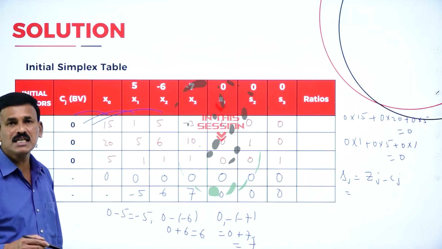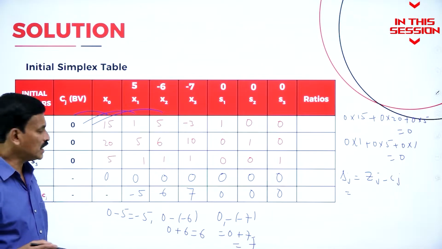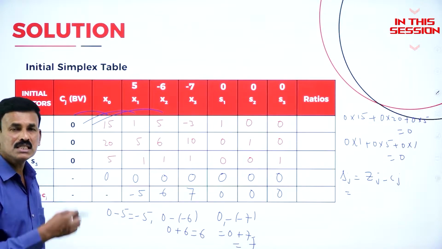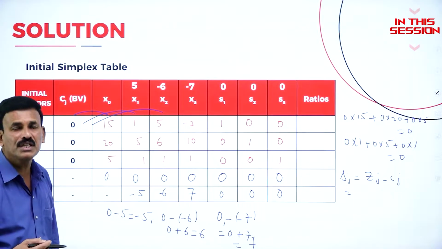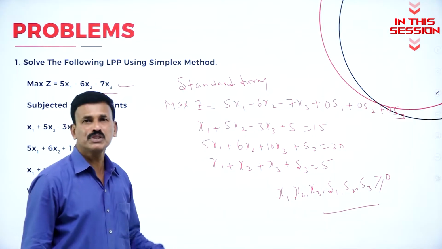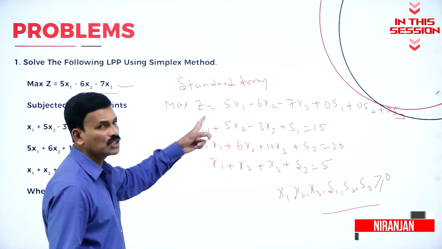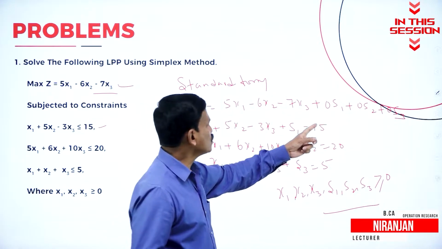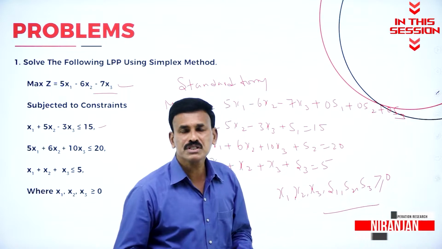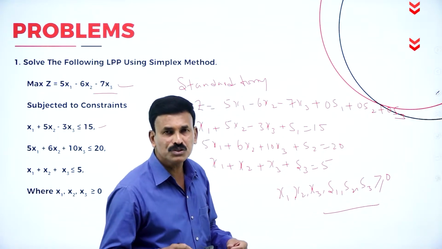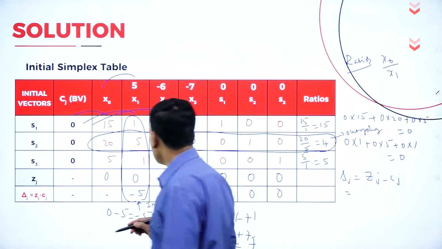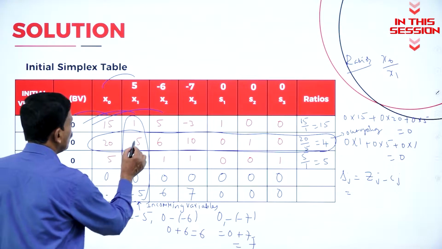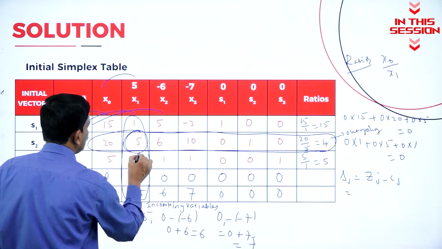Identify the least negative value. So the least negative value here is -5. Therefore this is called our incoming variable, incoming row. The objective function is found to be max z is equal to 5x1 minus 6x2 minus 7x3 plus 0s1 plus 0s2 plus 0s3. The initial cost of s1, s2 and s3 are found to be 0. The intersection of outgoing and incoming variable is called the key value. This is called as the key value.